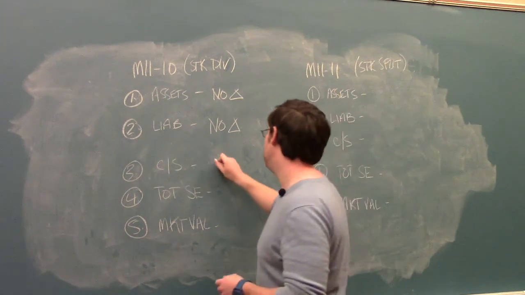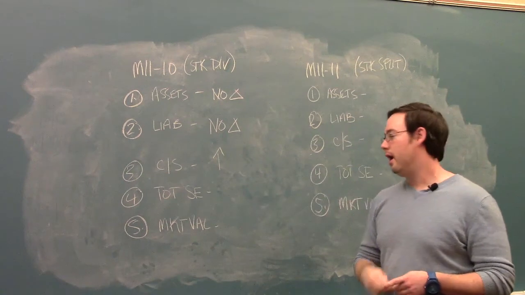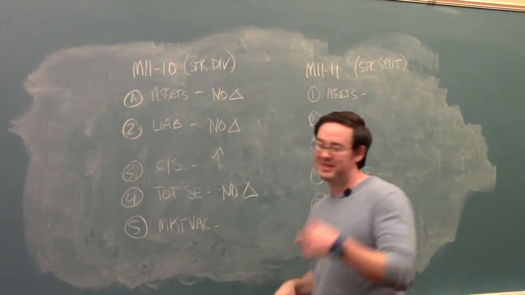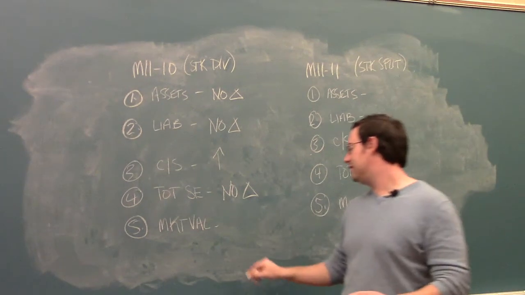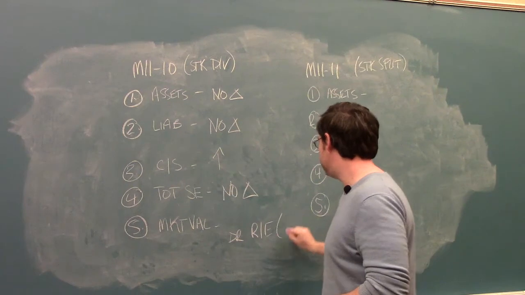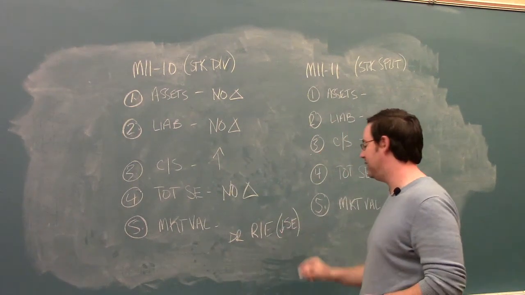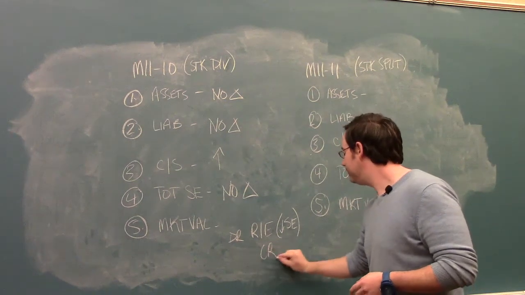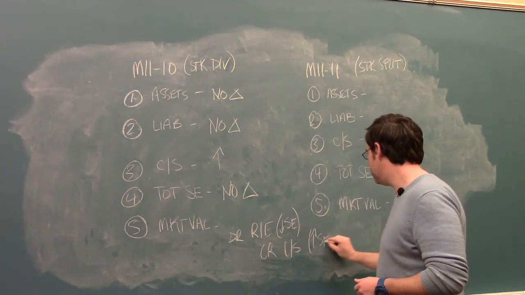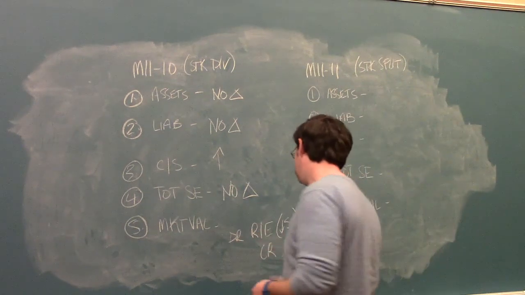Common stock, obviously, common stock goes up. Why? Because we credited common stock. Total stockholders' equity, again, there's no change. Why? This might take a little more explanation, but you can see that if you're debiting retained earnings, which is part of stockholders' equity, it is going down when we debit retained earnings, and we're crediting common stock, and common stock is going up for stockholders' equity, the net effect is zero. So that's why there's no change.